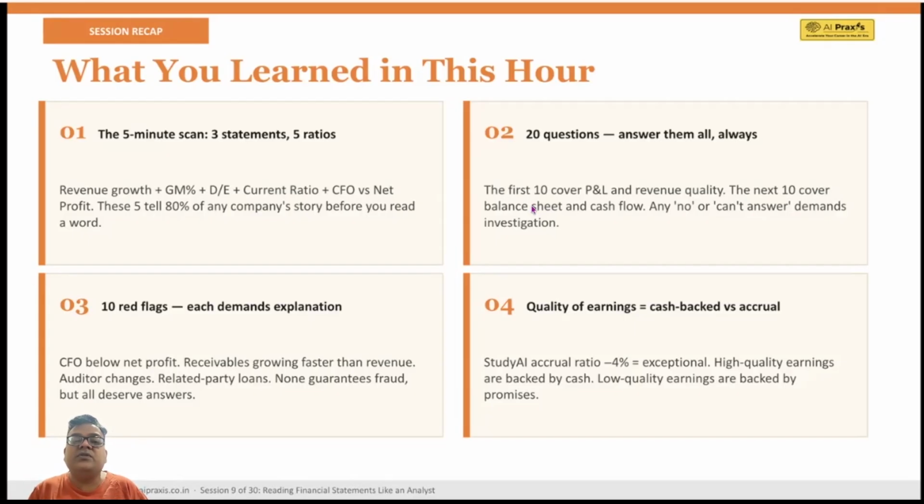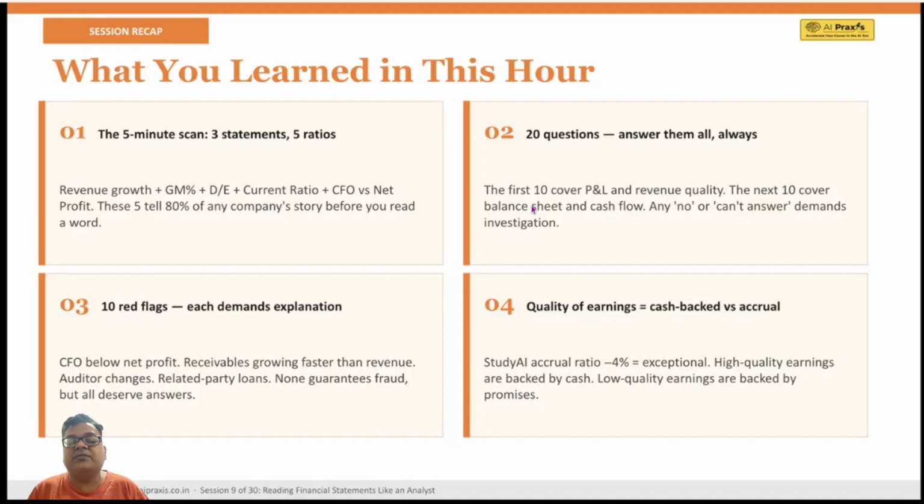The third one was we saw something called the 10 red flags, right? Things like cash flow below profit, receivables growing too fast, auditor changes, related party transactions. None of these automatically mean fraud, but every one of them demands an explanation.